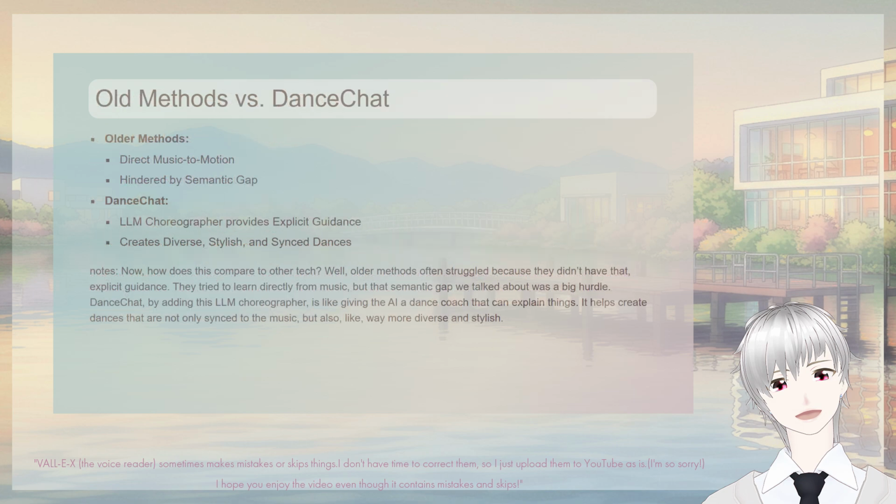Now, how does this compare to other tech? Well, older methods often struggled because they didn't have that explicit guidance. They tried to learn directly from music, but that semantic gap we talked about was a big hurdle. DanceChat does better by adding this LLM choreographer. It's like giving the AI a dance coach that can explain things. It helps create dances that are not only synced to the music, but also likely more diverse and stylish.